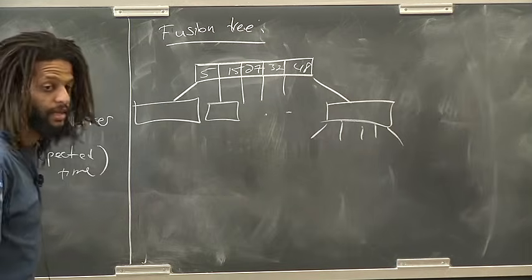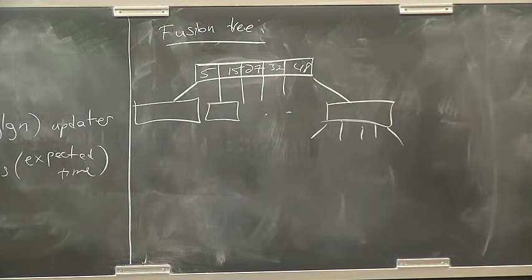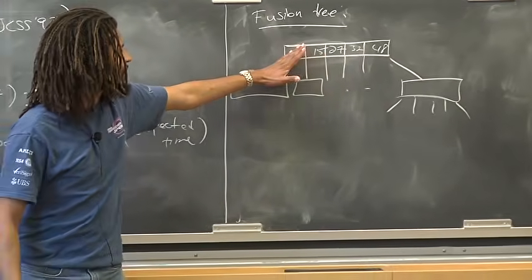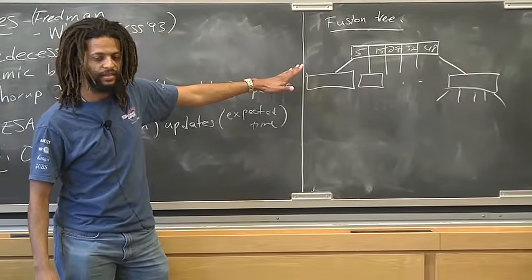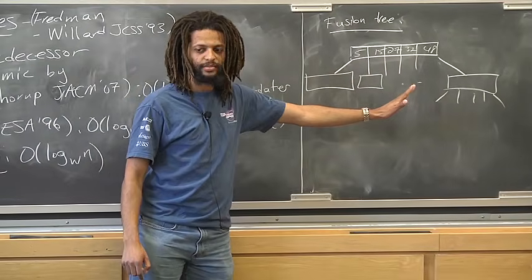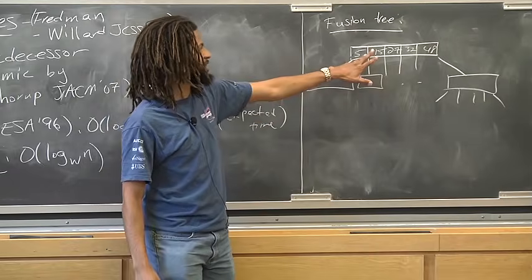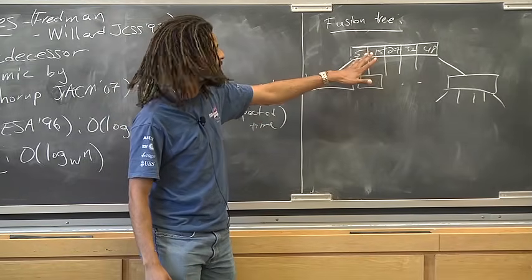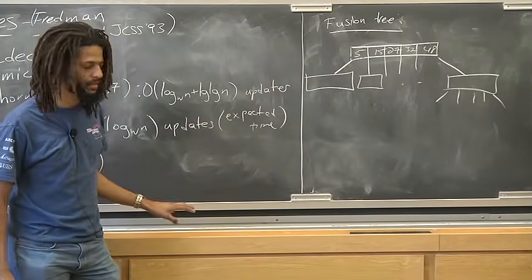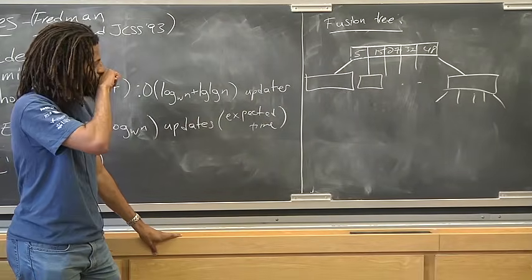So these are sorted. Everything hanging off here is less than 5. Everything hanging off down here is between 5 and 15. In a binary tree, there's just a single key in the node, and to the left is smaller, to the right is bigger.